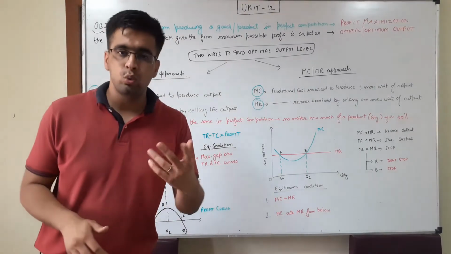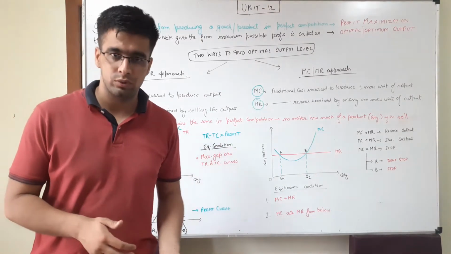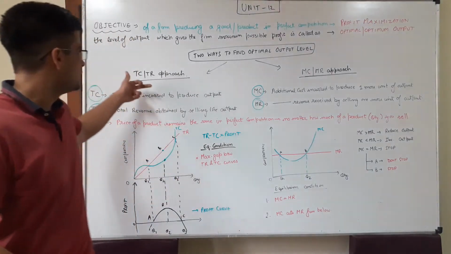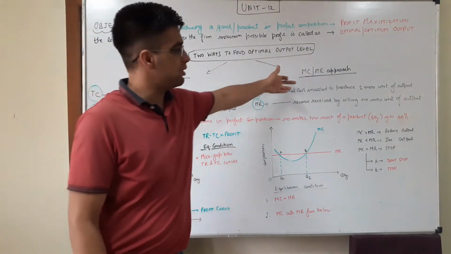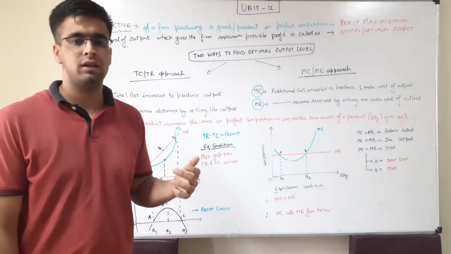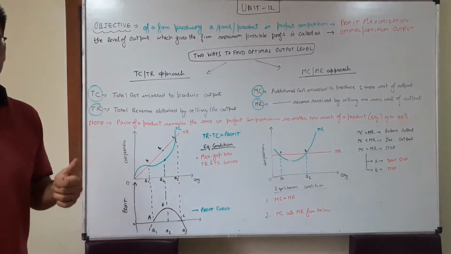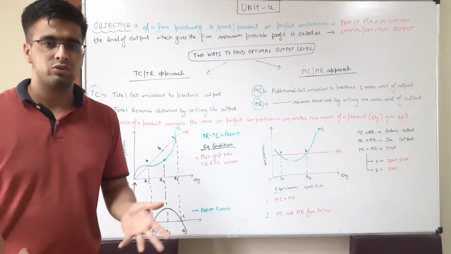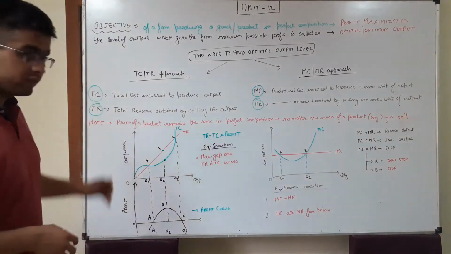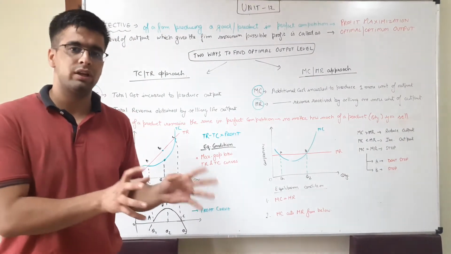There are actually two ways of finding how much a producer should produce, that is, what is his optimal output. First way is the TC-TR approach, and second way is the MC-MR approach. First, we will go with the TC-TR approach. The two terms written here, TC and TR. TC is total cost incurred by a producer to produce any level of output, all the costs. And total revenue is the money that he will get by selling the output that he has produced.